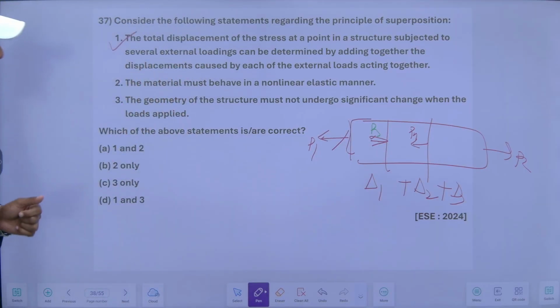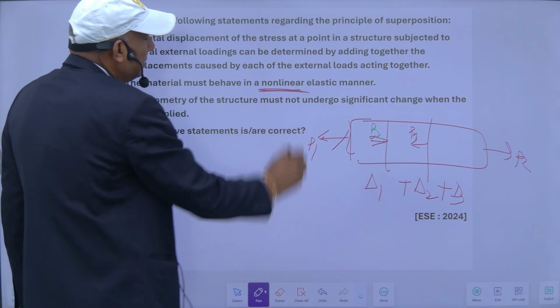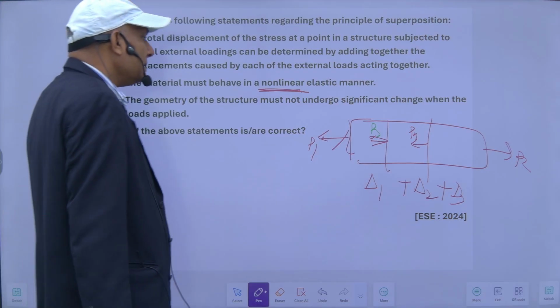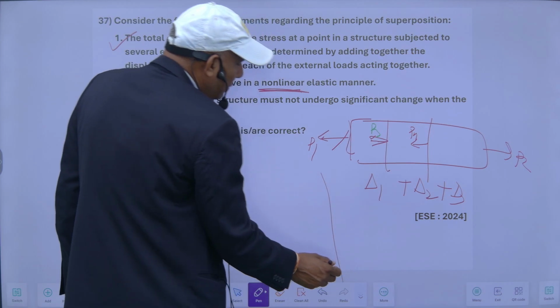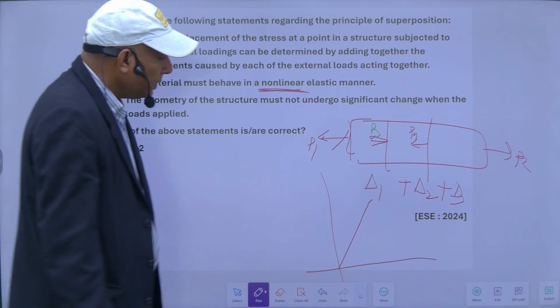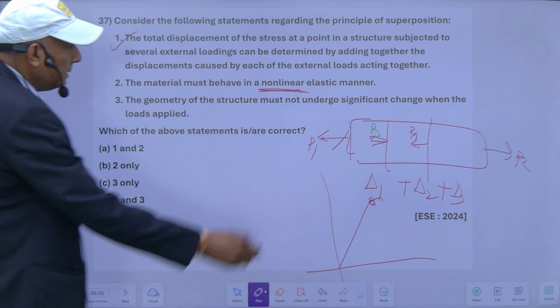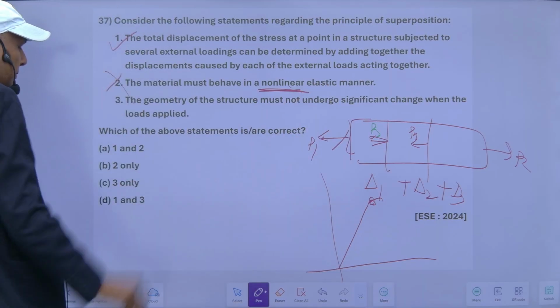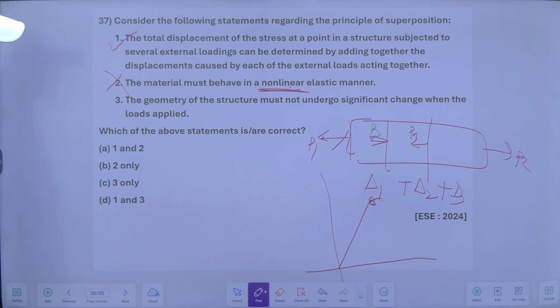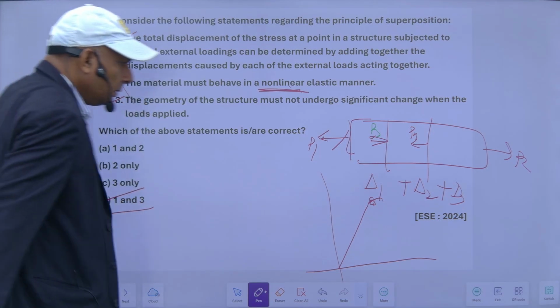So this is right. Material must behave in a non-linear elastic region? Non-linear, so it is wrong. It is linear elastic. So we apply Hooke's law, and what Hooke's law says is, within the proportional limit the stress is proportional to the strain. So this is based on Hooke's law, so it is linear elastic. So this is wrong. The geometry of the structure must not undergo significant changes when the load is applied. Yes. So in this case the correct answer is 1 and 3. So this is the correct answer.